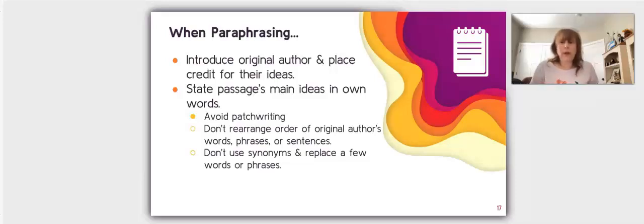I want you to avoid patch writing. Patch writing is substandard paraphrasing. When patch writing, it means that the writer doesn't use original sentence structures and word choices. Instead, they use a series of synonyms for just a few words, and then they rearrange the order of the author's words, phrases, and sentences. Beware, patch writing can lead to allegations of plagiarism.